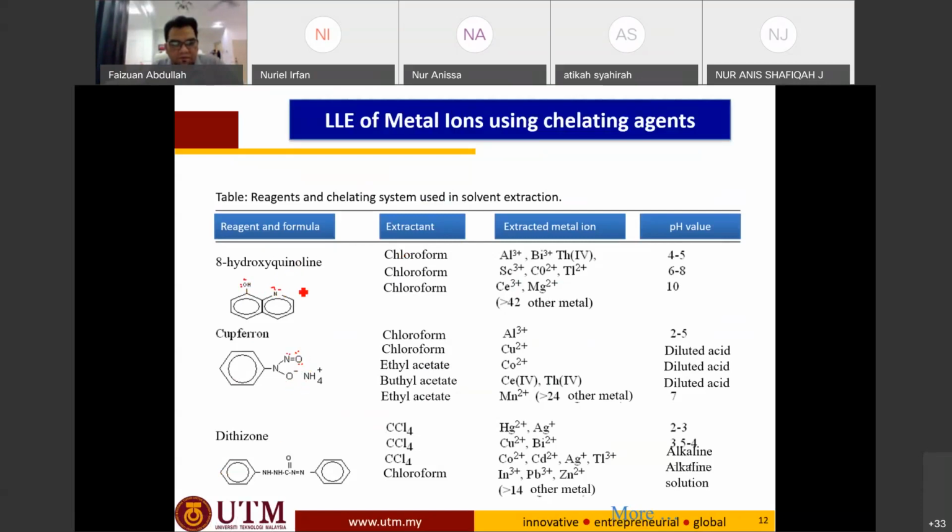And this type of compound can chelate metal, right? Can trap metal, not by ionic bond, but in the form of complex bonding, all right? So if you want to extract metals from the sample, we need to use a reagent that has a chelating system, right? Normally a chemical that has a structure with a lot of lone pair electrons, right? Normally lone pairs from nitrogen and oxygen.